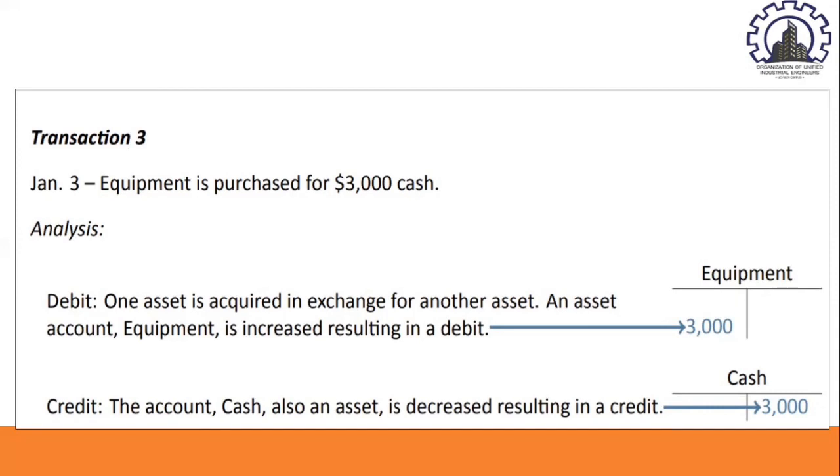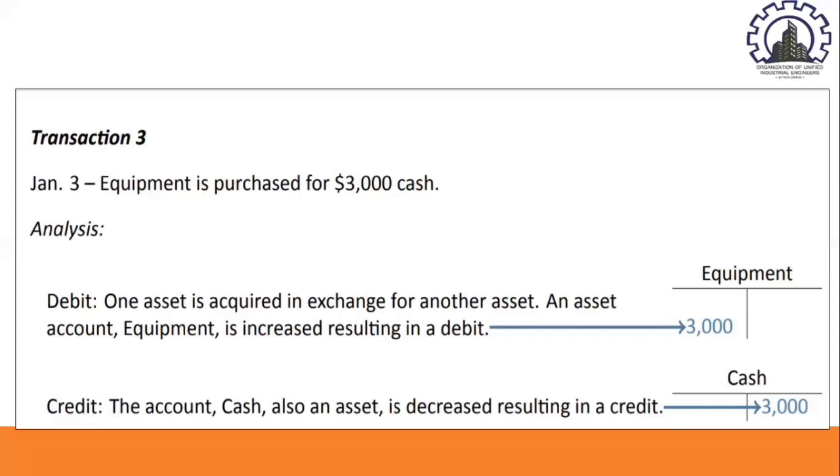Okay, the asset acquired by the company was the equipment, and the other asset that was given in exchange for that particular asset was our cash. So an asset account, equipment, is increased, resulting in a debit. When we purchased that particular equipment, we received new equipment. That means it increased our equipment asset.